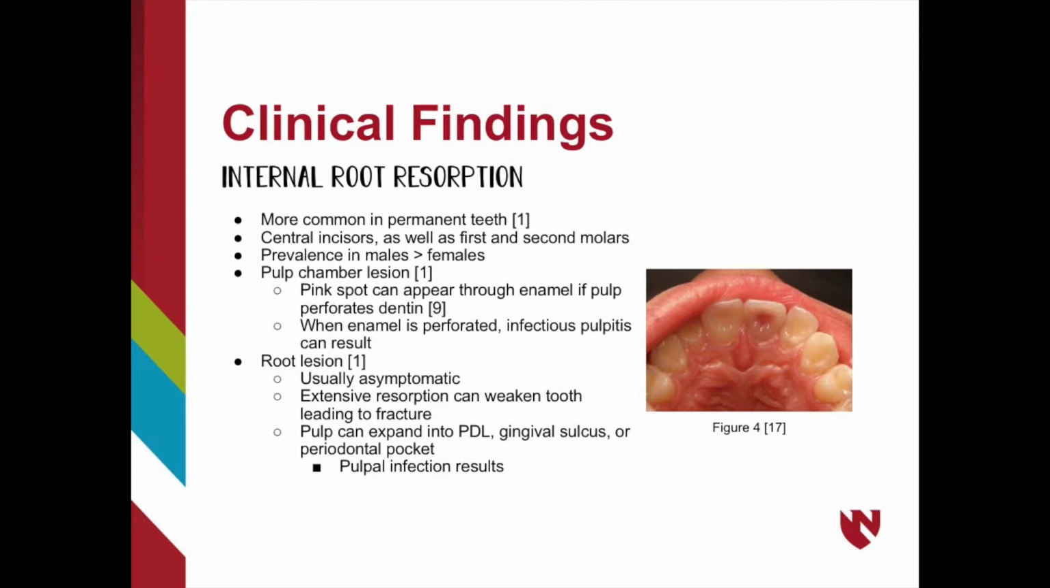Once the enamel is perforated, infectious pulpitis can result because bacteria now has an easy access to the pulp chamber. When the lesion is isolated to the root, the tooth is usually asymptomatic. If the resorption is significant, the tooth becomes very weak and can fracture. The pulp can also expand into the supporting structures such as the PDL, gingival sulcus, or periodontal pocket, which will often result in pulpal infection.